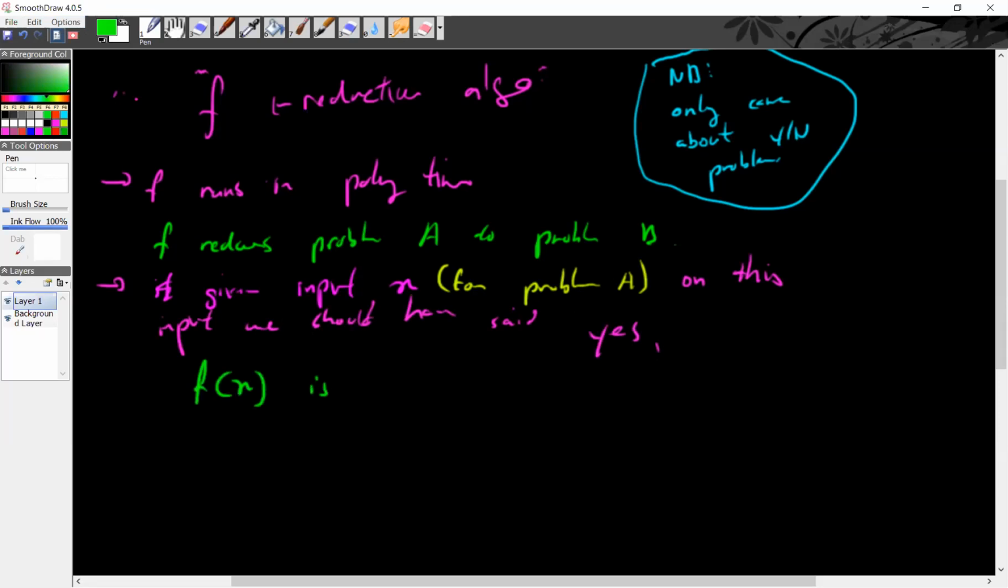f of this is an input for B. So this entire thing, okay? You should think of this as transforming inputs. I take some input for some problem and I'm going to transform it to an input for a different problem. Okay? It's an input for problem B. So if this is an input, then f of x is an input for problem B such that we should say yes.